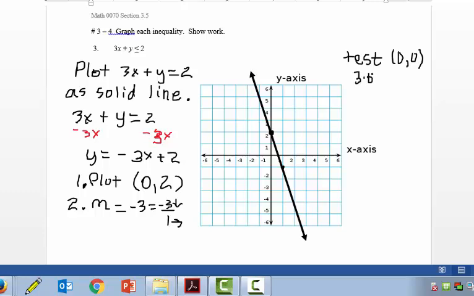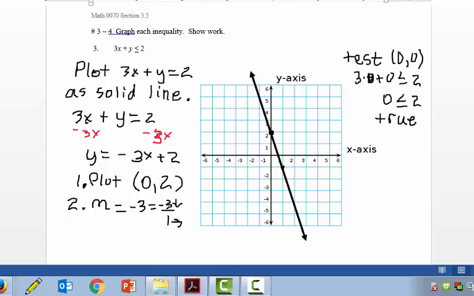So 3 times 0 plus 0 is less than or equal to 2. So 3 times 0 plus 0 is simply 0. And that is a true statement.